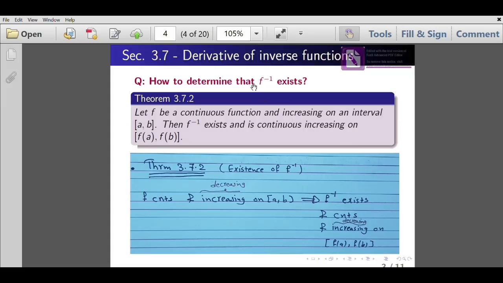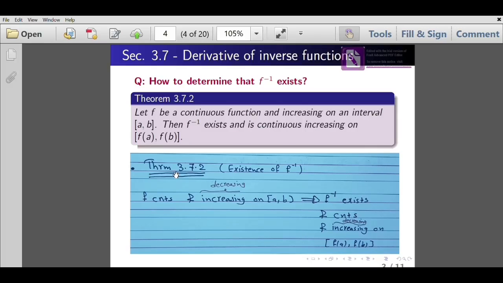How to determine that f inverse exists? This will be in theorem 3.7.2. Do all functions have an inverse function? Let us see. Let f be a continuous and increasing function on an interval a to b, then f inverse exists and is continuous and increasing on f(a) to f(b). So if f is continuous and increasing on the interval a to b, that means f inverse exists and it is continuous and increasing on the interval f(a) to f(b).